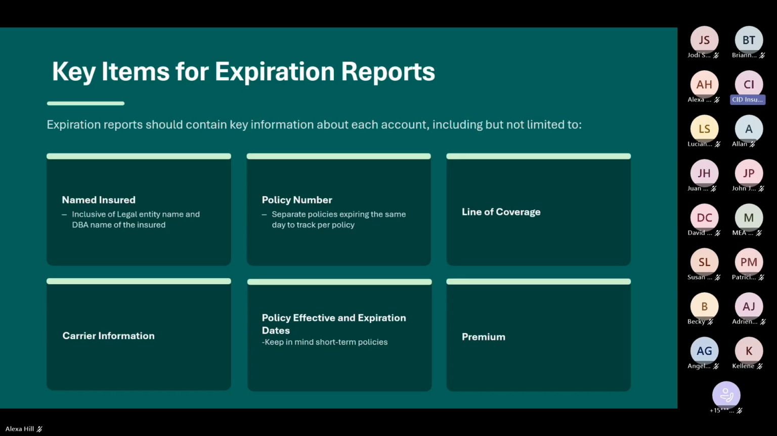Please also keep in mind that there may have been endorsements throughout the policy that may have an impact on the expiring premium you have on file. If an insured has multiple policies for different locations, then it may also be a good idea to include the location address on your report for better tracking of each policy.